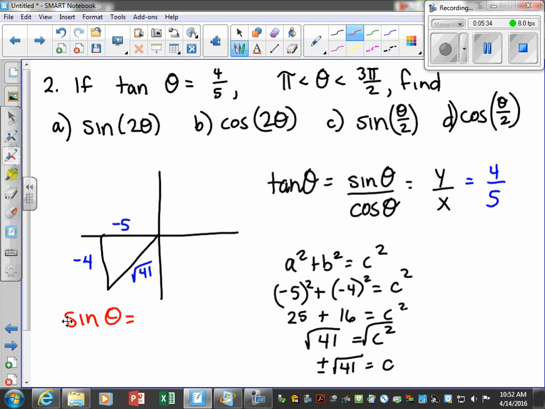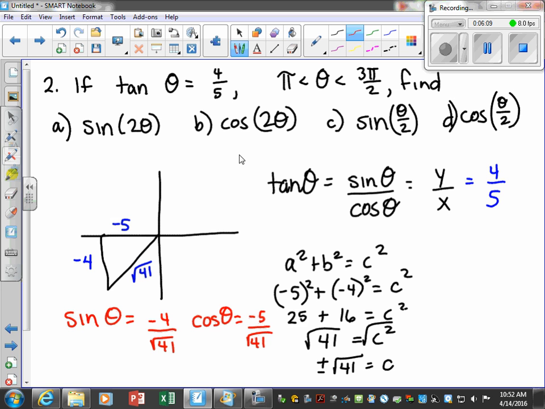So sine of theta is defined to be what? Your y value over your radius. So our y value in this case is -4 and our radius is square root of 41. Okay, so we're going to use that information. We will also need our cosine of theta, which is going to be your x value over your radius, so that's -5 over the square root of 41. We will use these two pieces of information in each of these formulas to calculate our solutions.